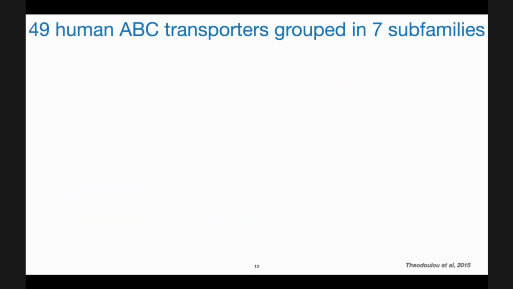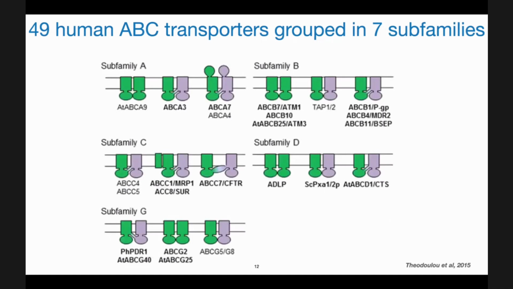Yeah. So during my graduate school, I mainly focused on bacterial ABC importers and exporters, and now during my postdoctoral training, I focused on mammalian ABC transporters. So just to let you know, there are 49 human ABC transporters, which are grouped into 7 subfamilies, A to G.